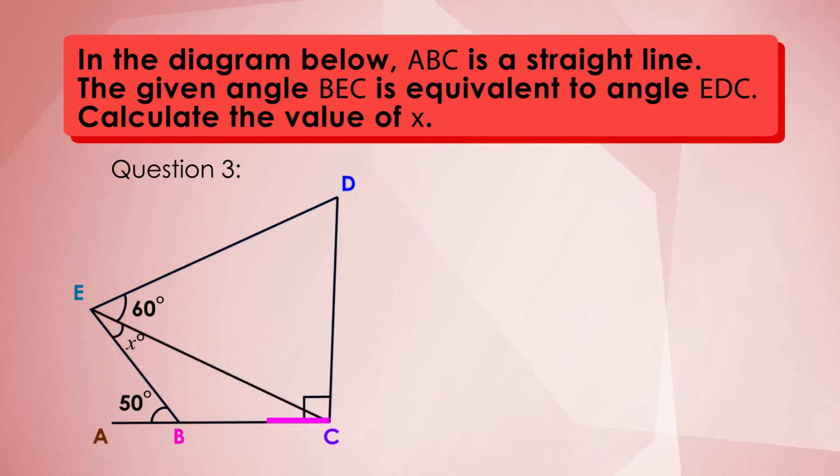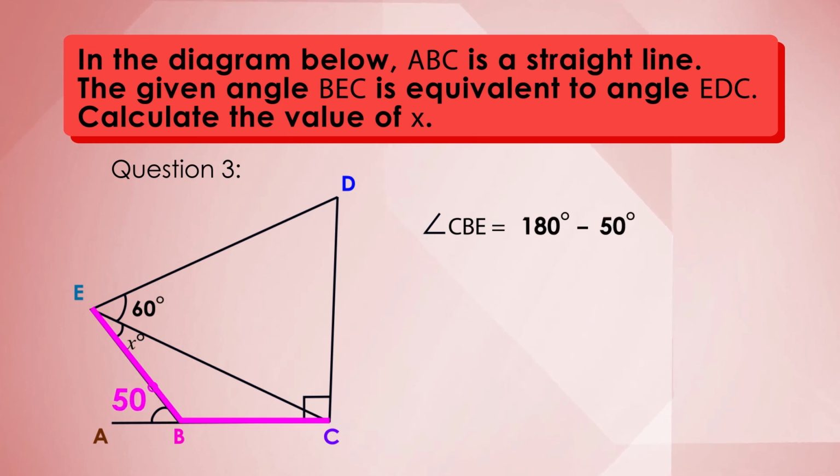Angle CBE is an interior angle and angle ABE is the adjacent exterior angle. We can find the value of angle CBE by subtracting 50 degrees from 180 degrees. This gives us the value of angle CBE as 130 degrees.